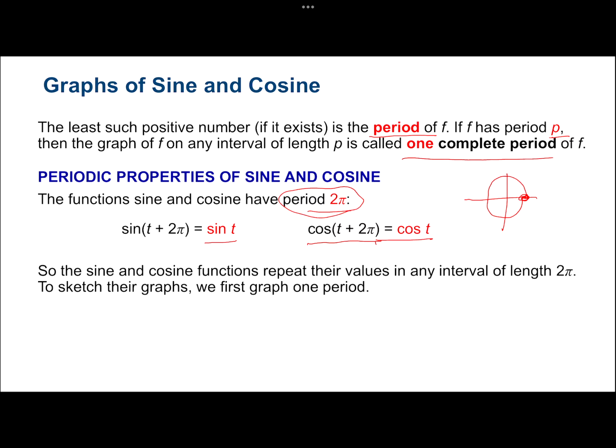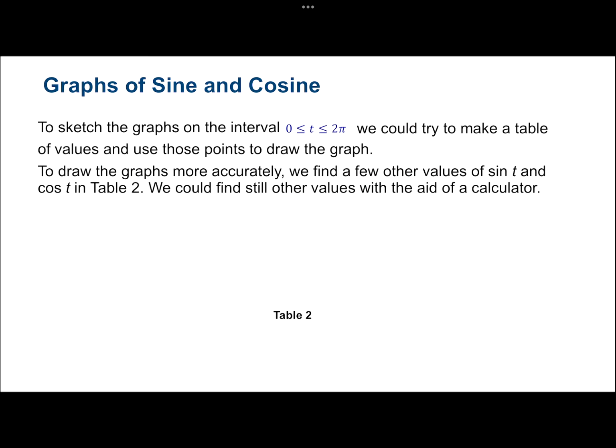Sine and cosine functions repeat values in the interval length of 2 pi when we're sketching their graphs. So if we can sketch just one period, then it's just going to repeat itself over and over, and we can figure out what's going to happen. We're going to sketch the sine and cosine between 0 and 2 pi, and then I'm also going to do some that are longer. We can make a table of values and use the points to draw the graph.